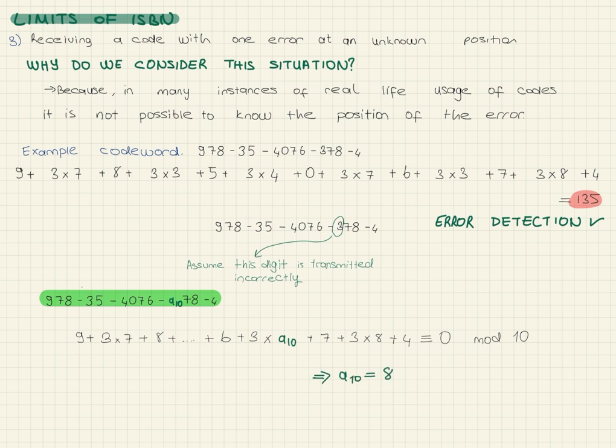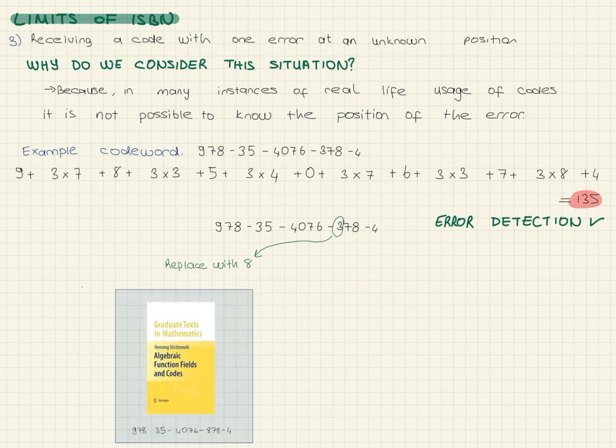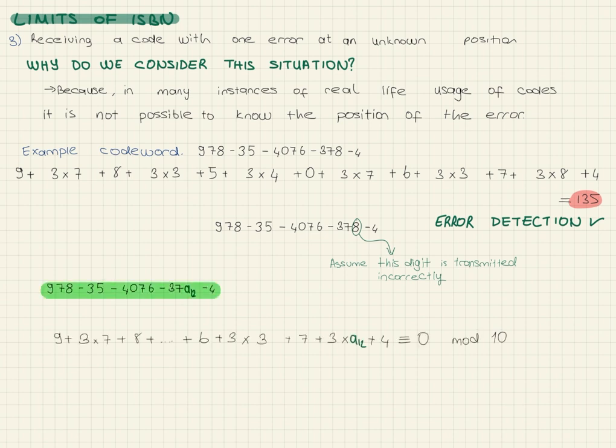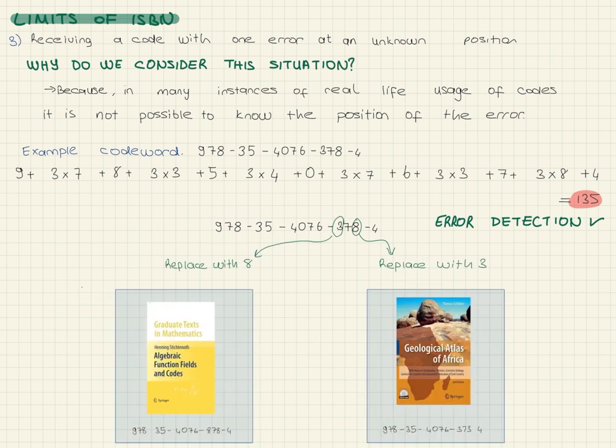As you may remember, this code word corresponds to algebraic function fields and codes. And assuming the 12th digit is transmitted incorrectly, we solve this other equation and we get a12 is equal to 3. To sum up, assuming the position of the error, we got different books. This means ISBN cannot even allow one error if the position is unknown.